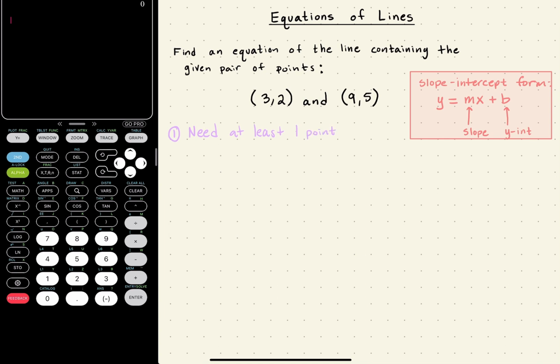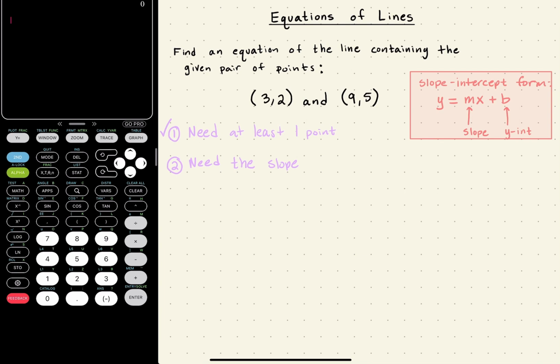Well, we're good on points. You know, they gave us 2 points here, so we've got at least 1 point. We've got that covered. The other thing we need, if we're going to find the equation of a line, is we need the slope. We need the slope of the line. That is something we were not given, right? We were given 2 points. We were not given the slope. So, the first thing, points, we've got that covered. But we don't have the second thing covered. We need to find the slope.